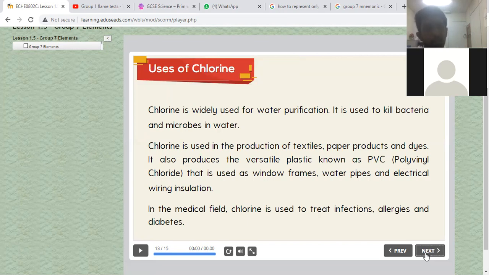Okay, next, chlorine is used in the production of textile. Textile means clothes, also in paper products, and also in dyes. So in paper products, it's used to make your paper white. Normally, the paper that we get is from the tree, and it has a brown color. So when it is treated with chlorine, then it will be bleached and it will become white.